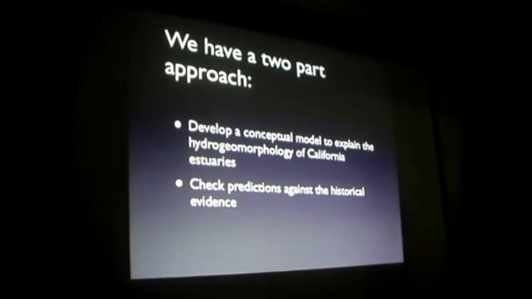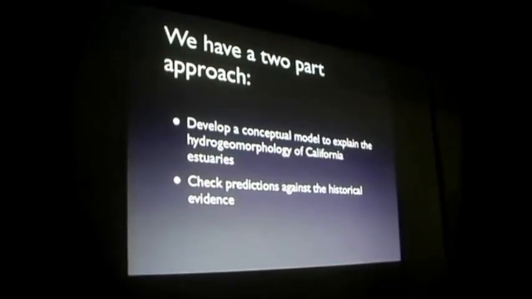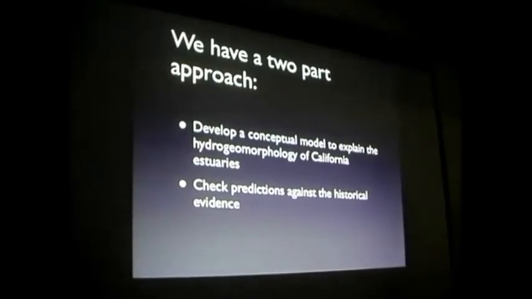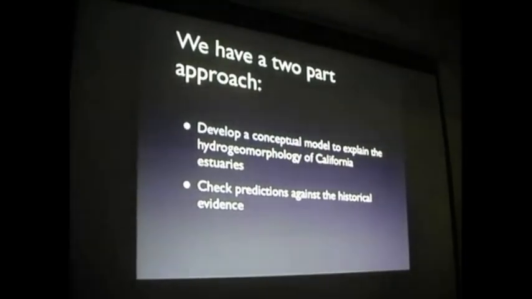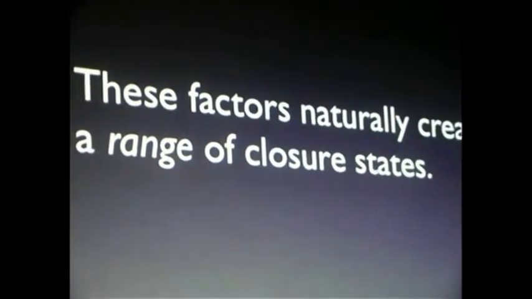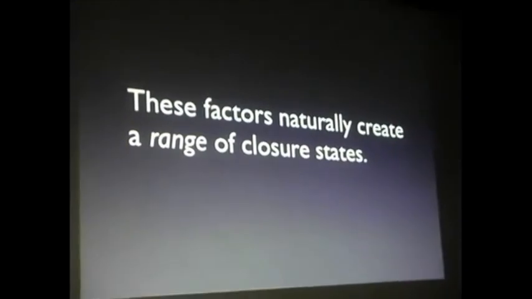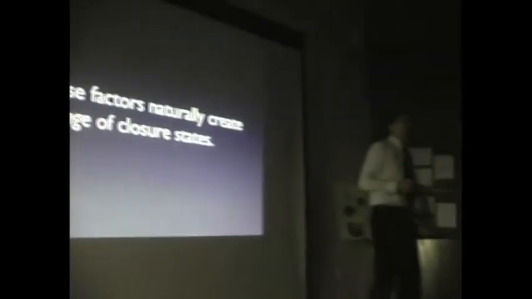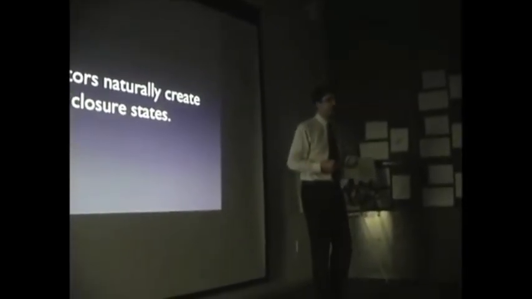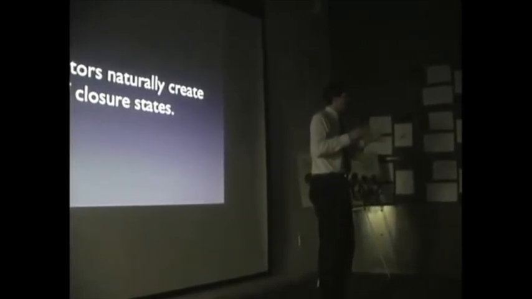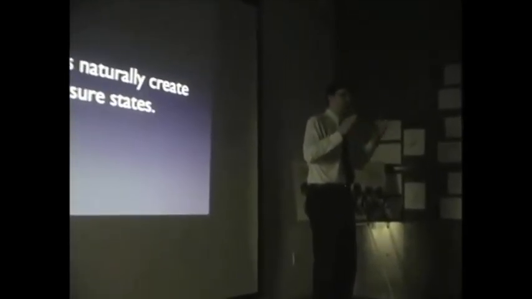How were California estuaries created? And what are the things that govern their opening and closing under natural circumstances? Our premise was that these different formation conditions and shorter-term processes naturally create a range of closure conditions. Now, this is where we need to just stop and let that sink in for a minute. A range of closure conditions.